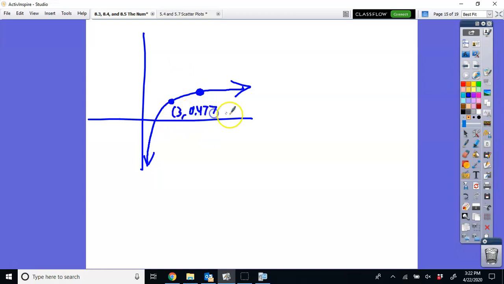So 0.477. This particular point here is the point 5 and 0.699. So if I know that this value right here is 0.477 and this value right here is 0.699, I can use those to help me find a point that's way over here at 15.